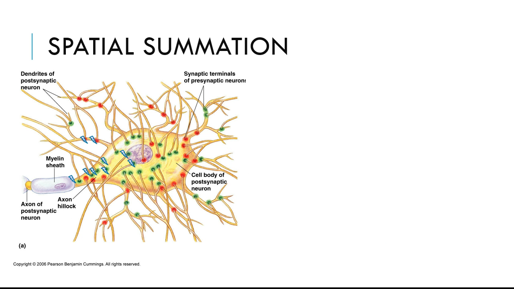So for temporal summation, are the neurotransmitters that the presynaptic cell releases always excitatory? Not always. The example we gave was excitatory to bring the cell up to threshold. You could temporally just hyperpolarize and trigger an action potential as well.